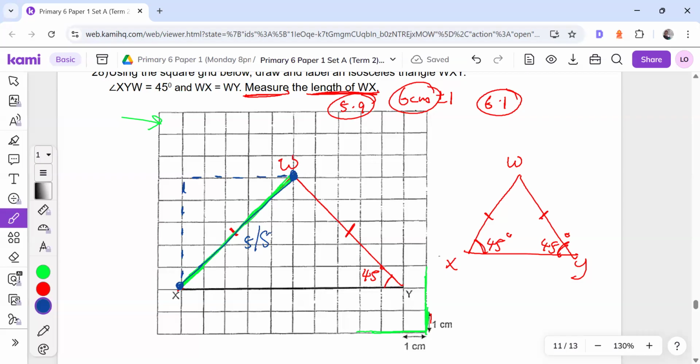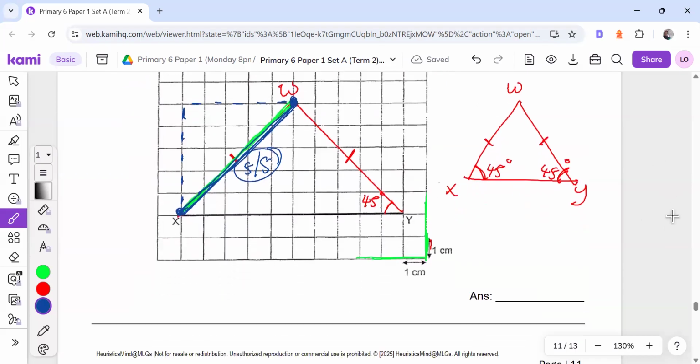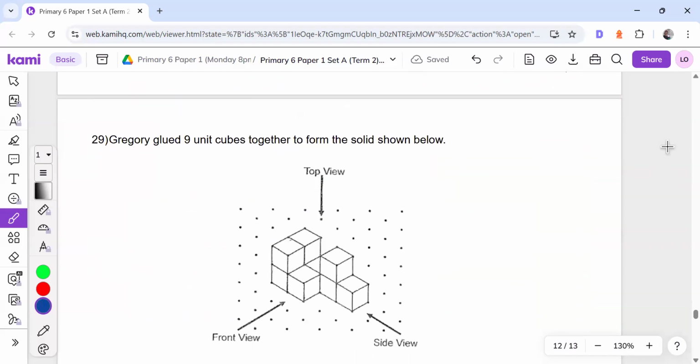Yes, 5 by 5. Somebody said that just now. So 5 by 5. That's how you count the line. That's how you measure the line using the squares. So this line is 5 by 5. Very important. You must know how to count the squares because you're going to do that to draw your other shapes in your construction. All right, let's move on already. Now question 29.